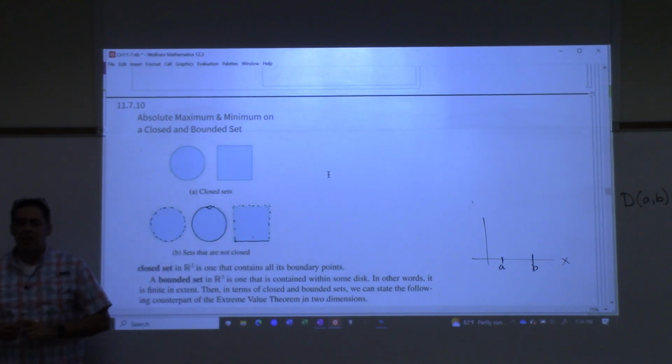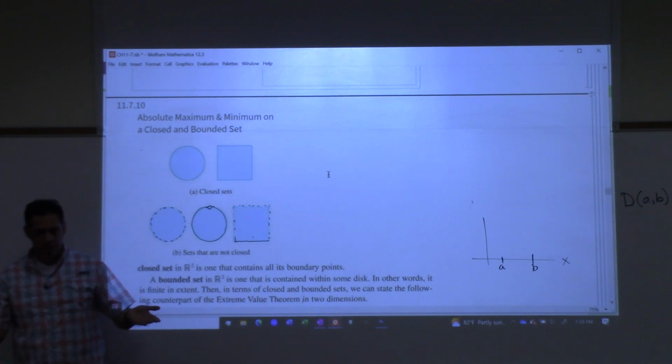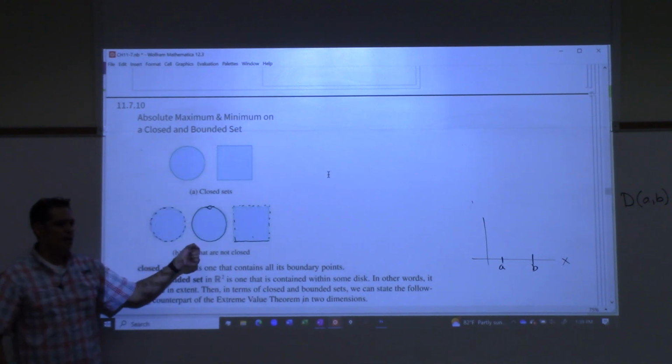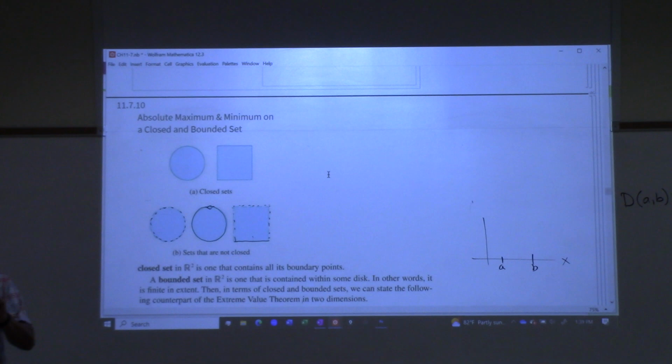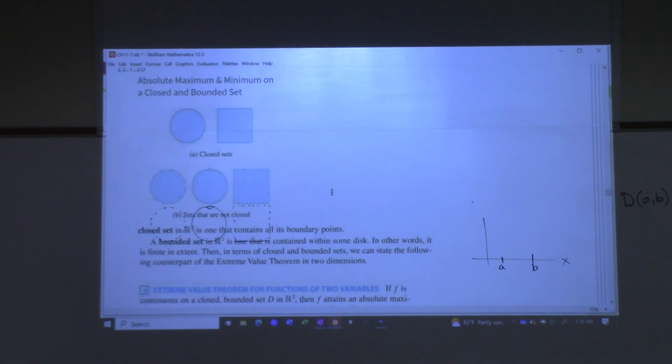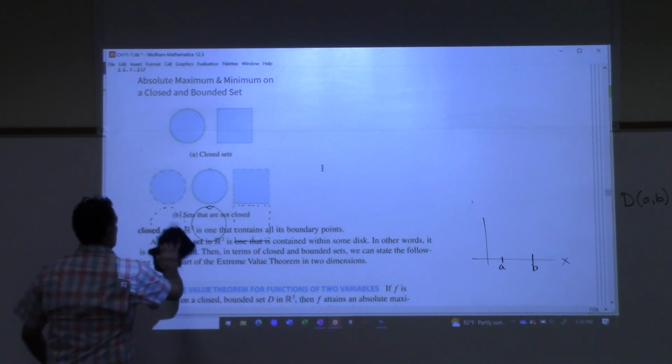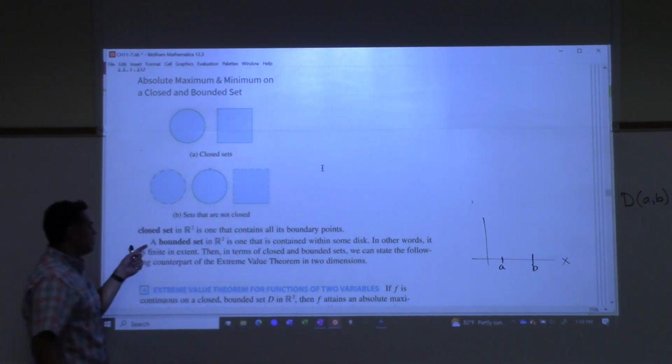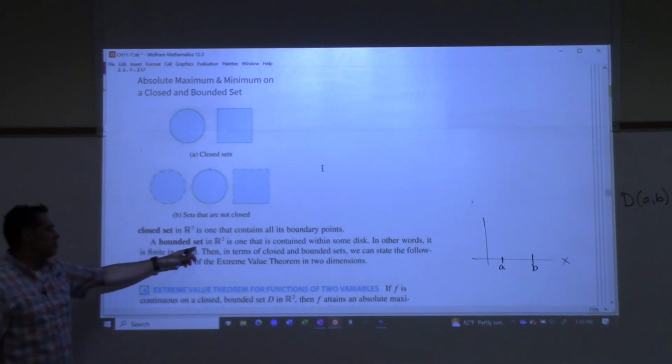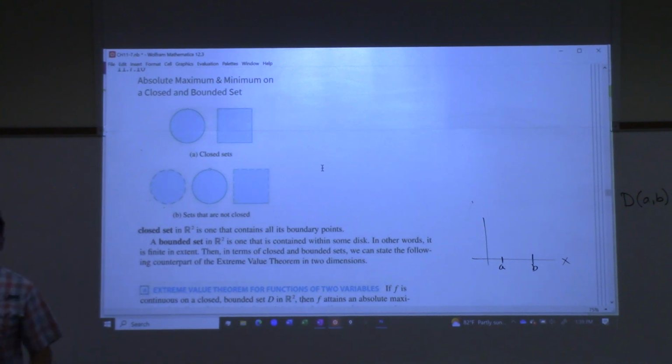So I'm not talking about closed versus open here. I'm talking about closed versus not closed, right? Closed versus not closed. That's the first concept we need to understand. The next concept we need to understand is what it means to be a bounded set. A bounded set, in two-dimensional space, is a set that is contained within some disk.